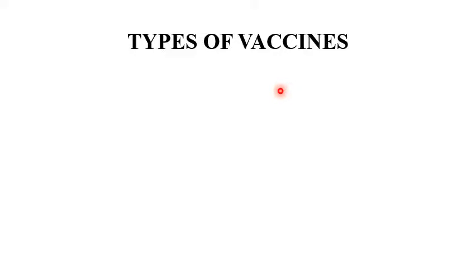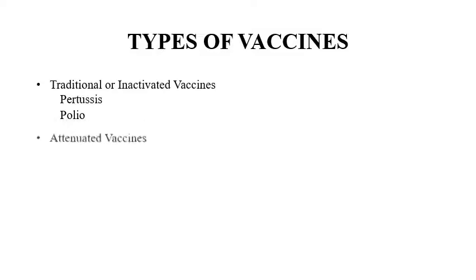So as an overview of the different types of vaccines, we have traditional or inactivated vaccines. These contain all the components of inactivated microorganisms. So an example would be pertussis and polio vaccines. Other vaccines have attenuated viruses. These viruses are live, but they're weakened microorganisms. So an example here would be the TB and the measles vaccine.